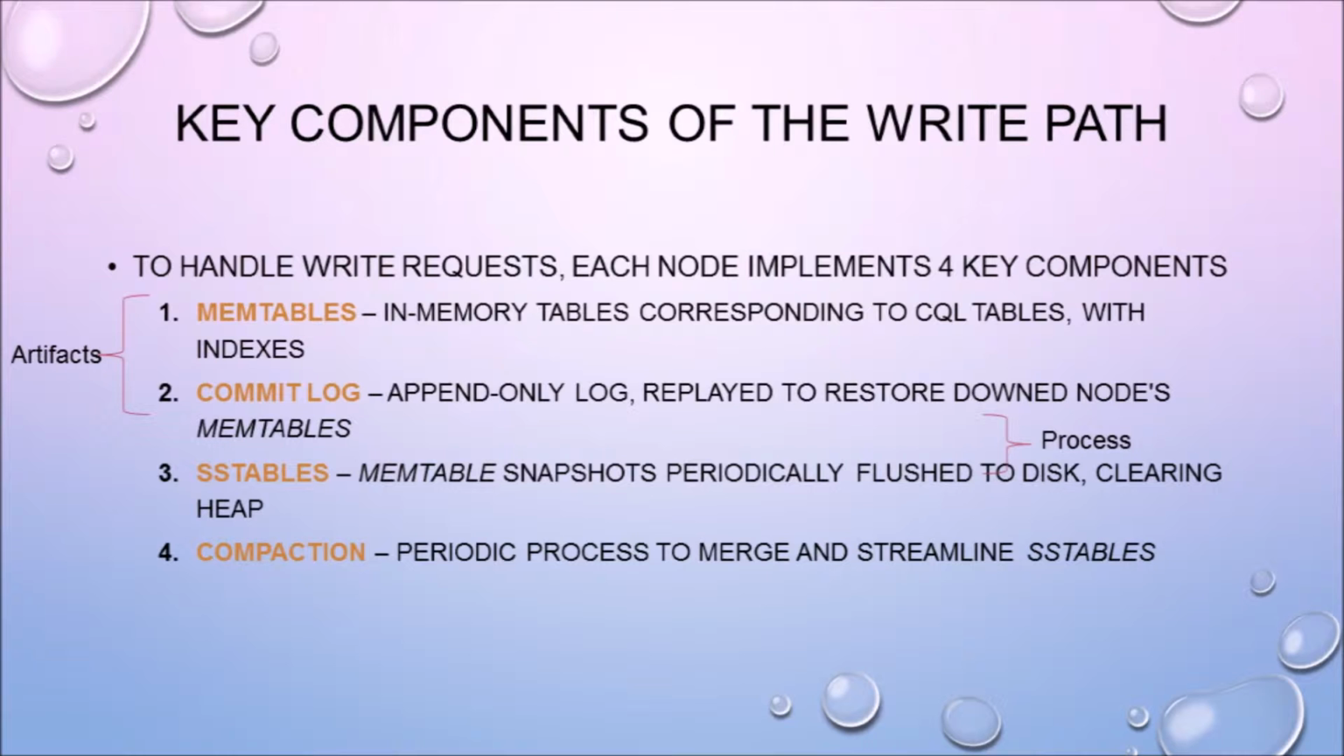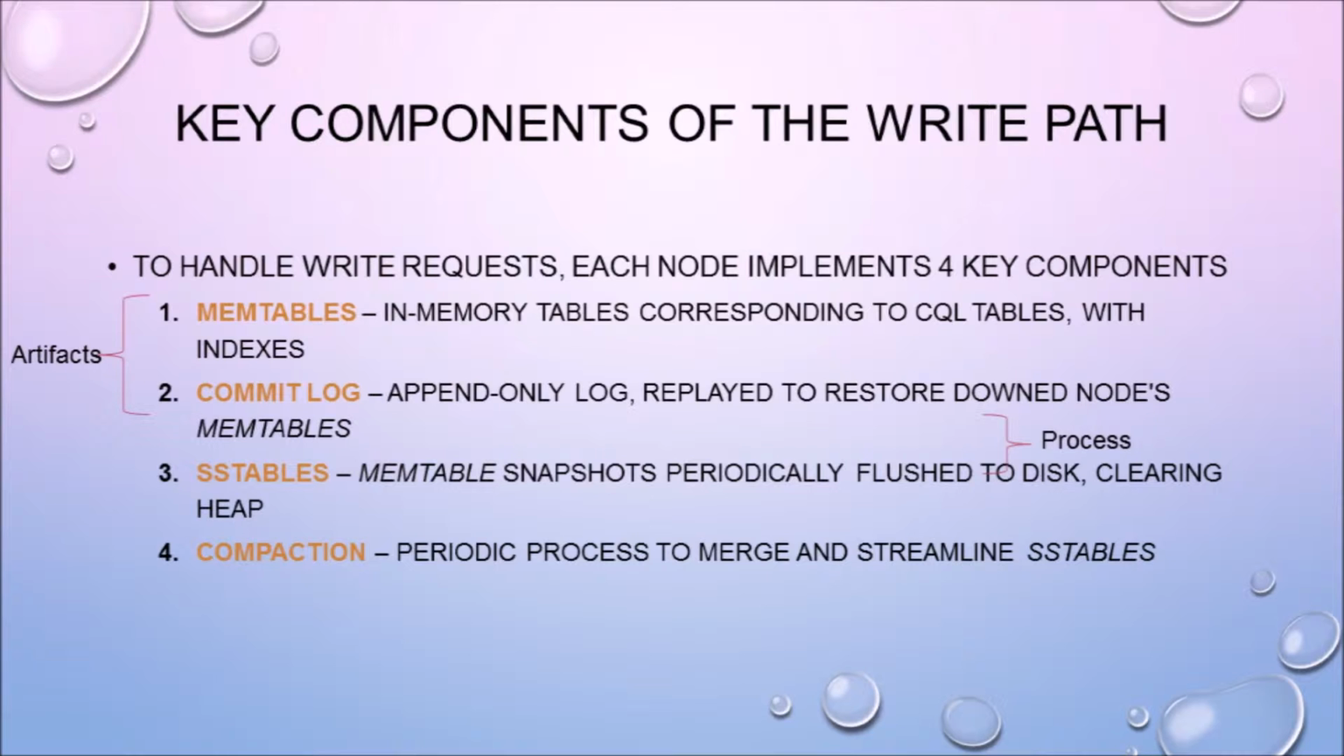And the commit log also serves another purpose. Because memtables are in memory, if the memtables go down, you obviously have to restore the state of memtables from somewhere, which is where the commit log comes into play. The node goes down, it comes back up, it takes the data which is there in the commit log and restores the state.